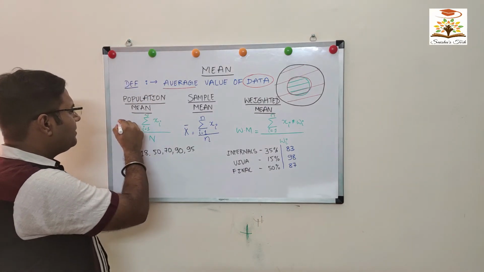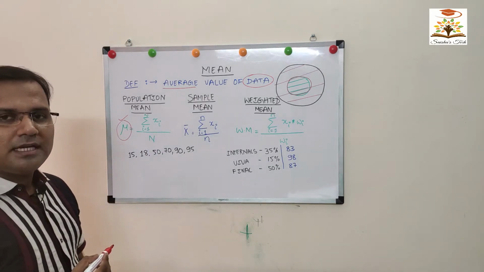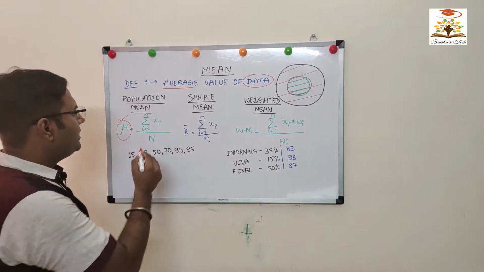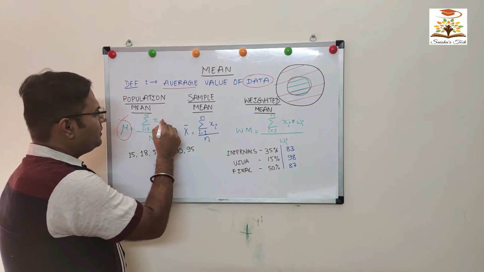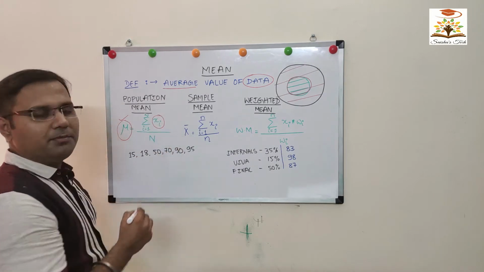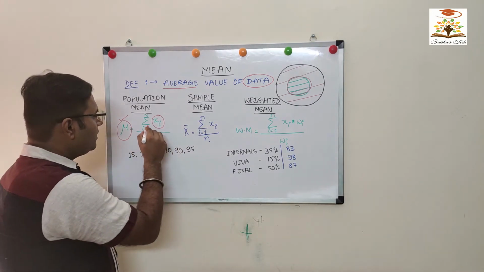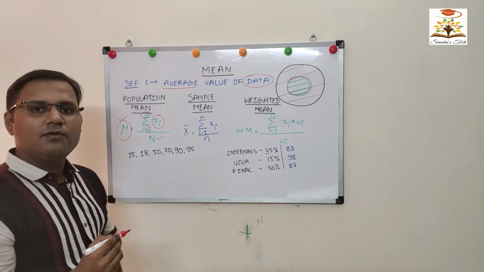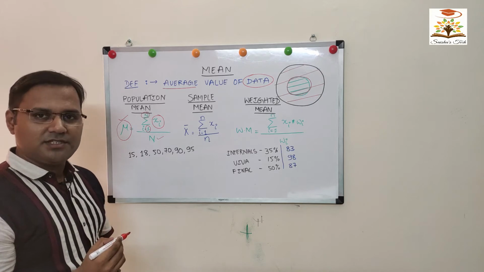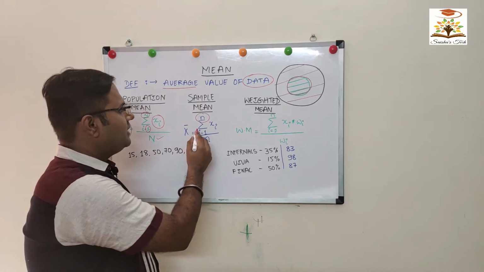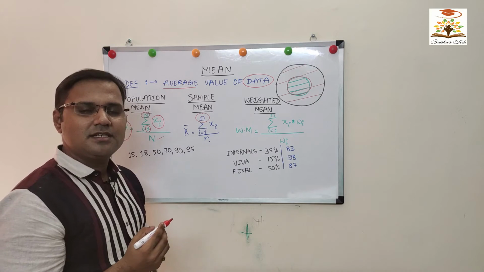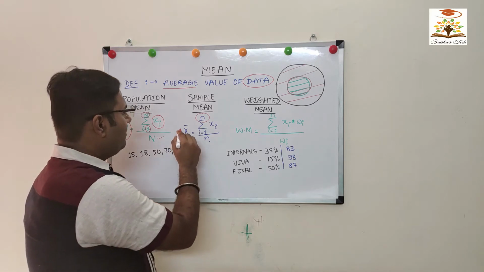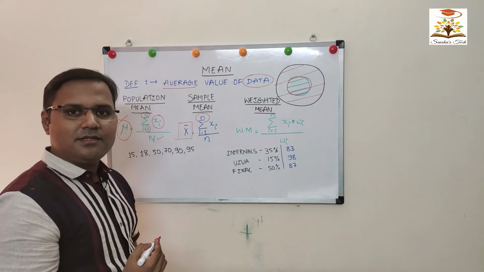Population mean is represented by mu. It is a Greek symbol which represents population mean. Here we take the summation of all the values of the population from 1 to n. Here n represents the number of values present in the population. Similarly, in sample mean, n represents the number of values present in the sample. Sample mean is represented by x bar.